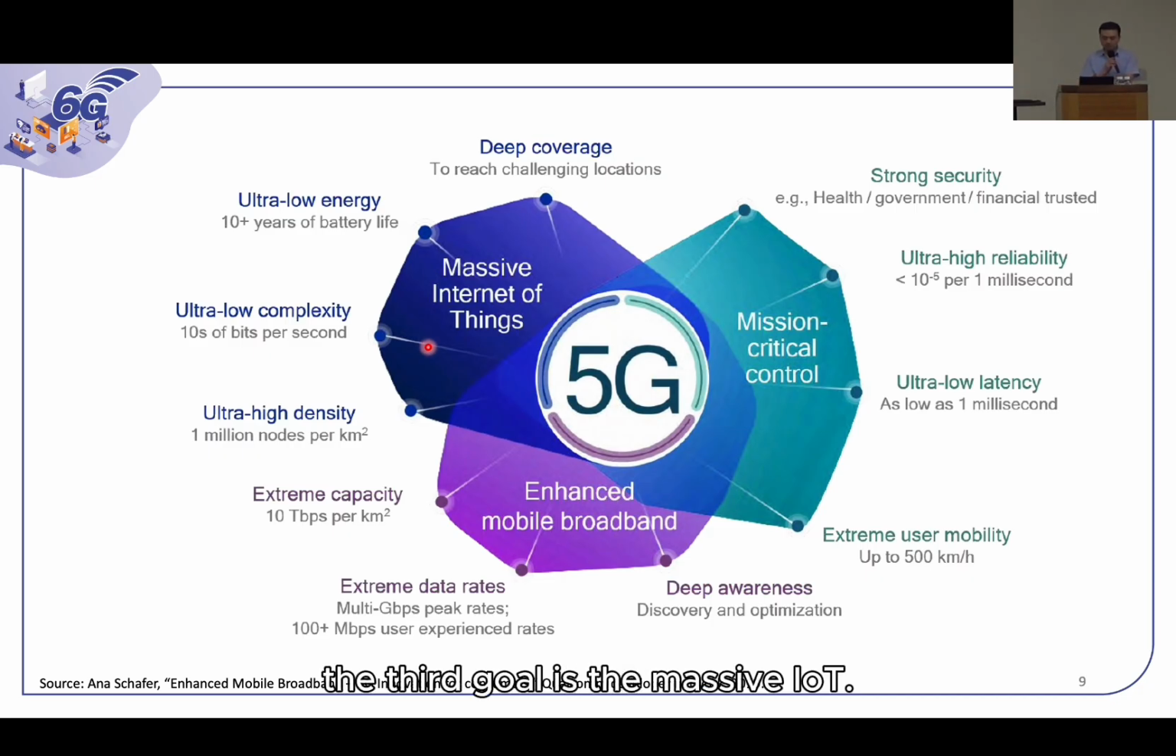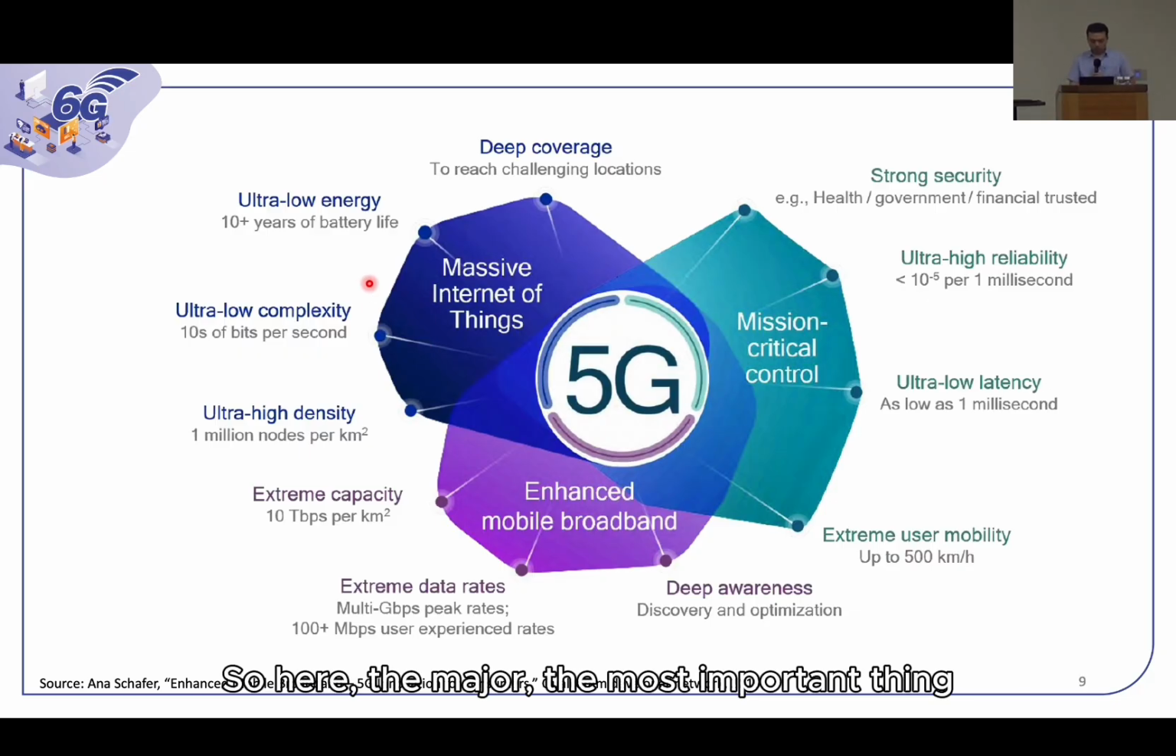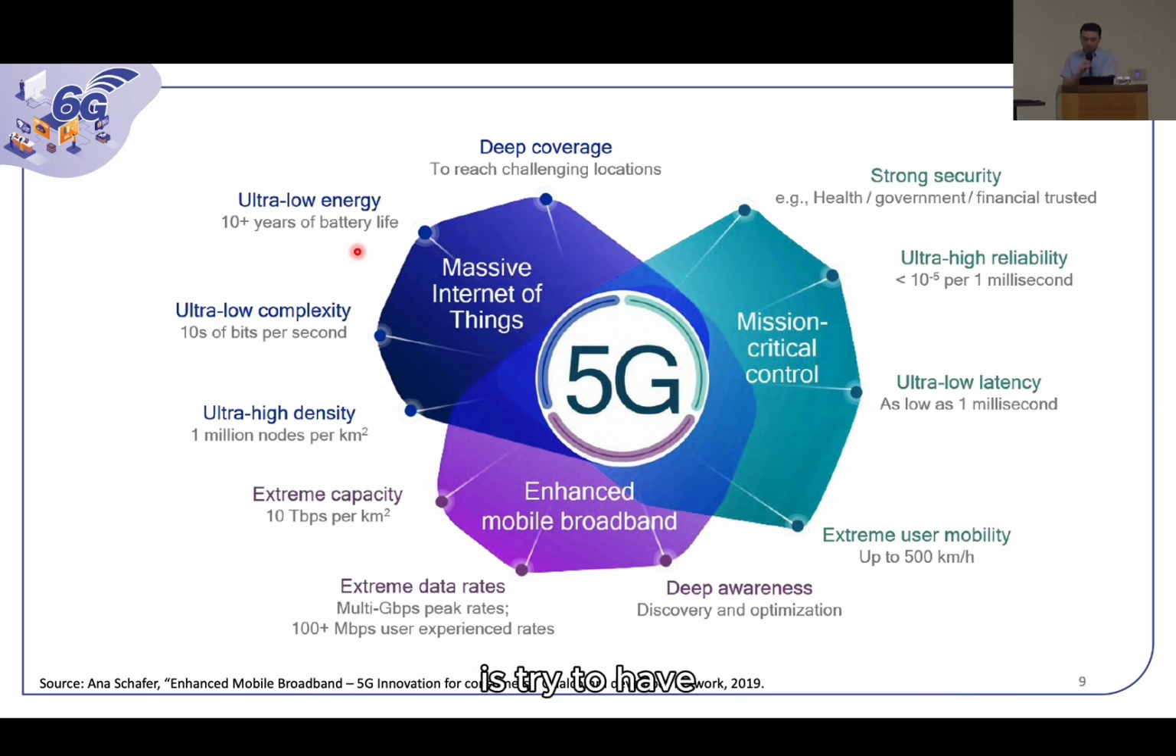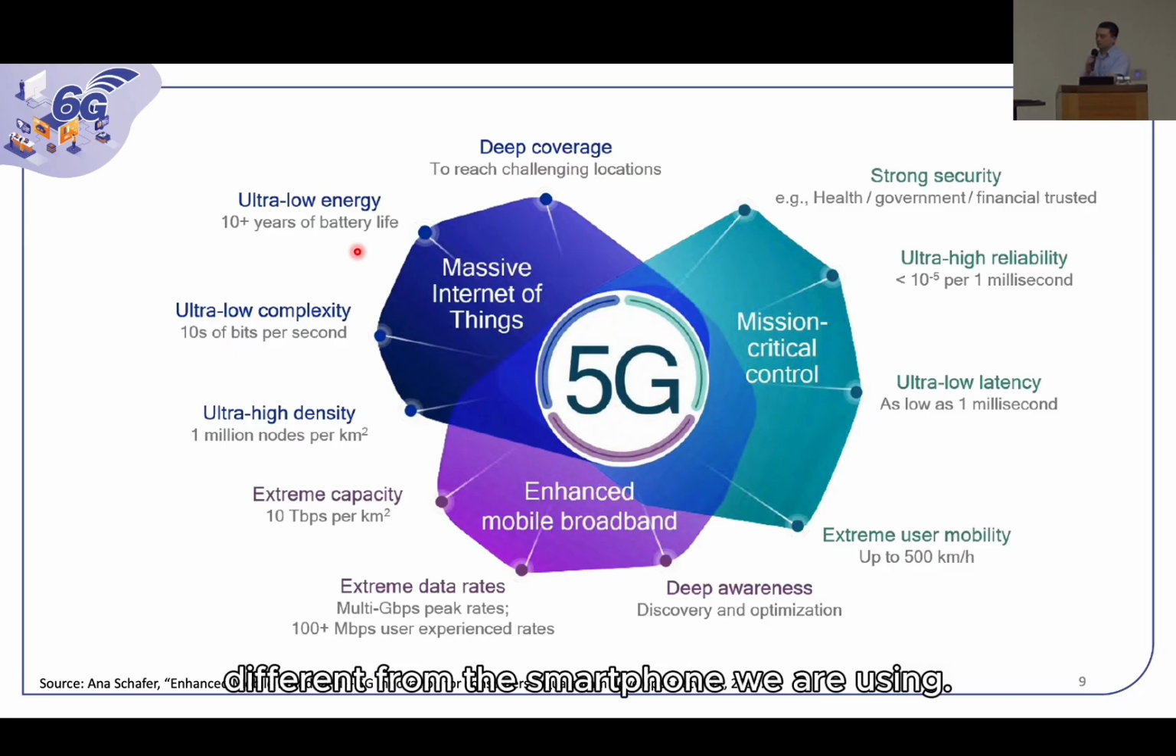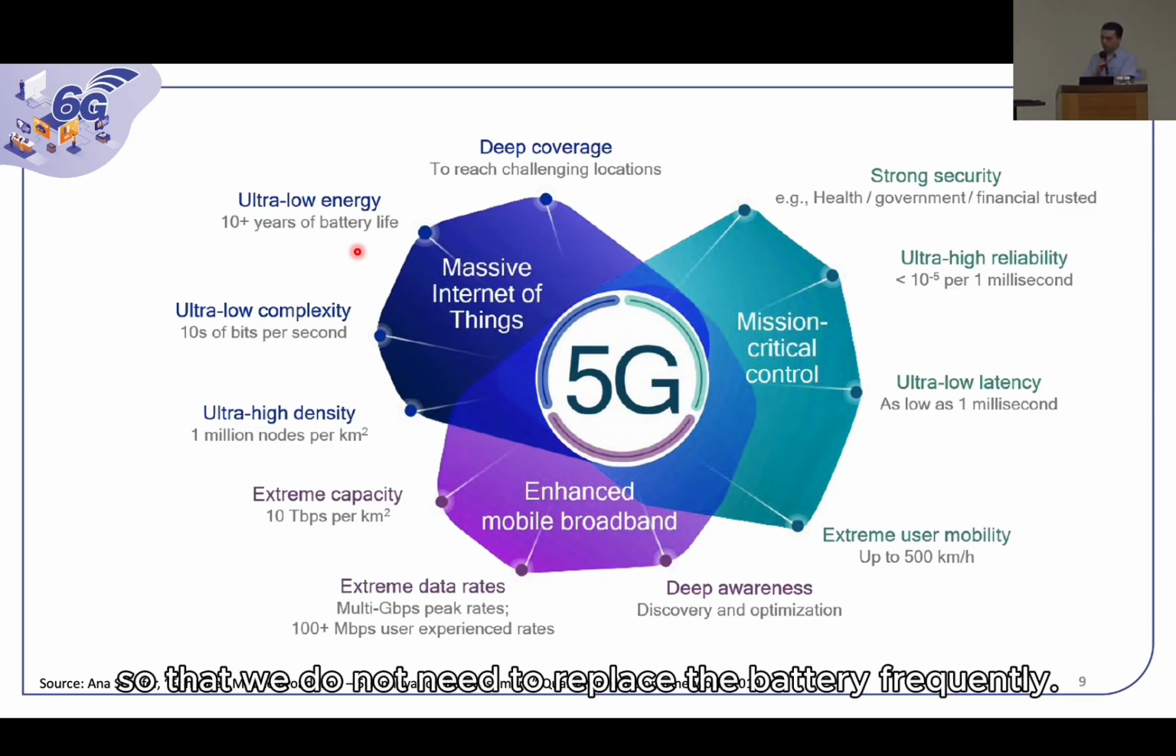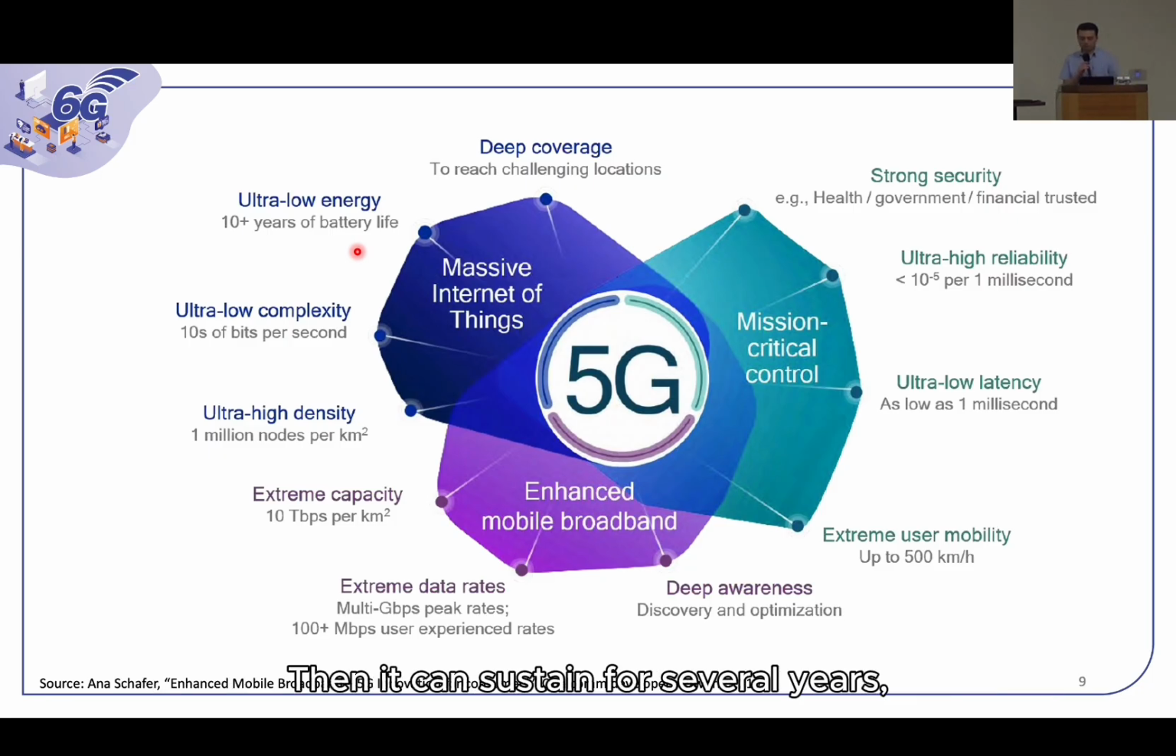The third goal is the massive IoT. So here, the most important thing is to try to have the ultra low energy design and the ultra low complexity. So these IoT devices are different from the smartphone we are using, okay? Because we would like to let the IoT devices sustain for maybe more than 10 years. So its operation needs to be very energy saving, so that we do not need to replace the battery frequently. Then it can sustain for several years, maybe up to more than 10 years.